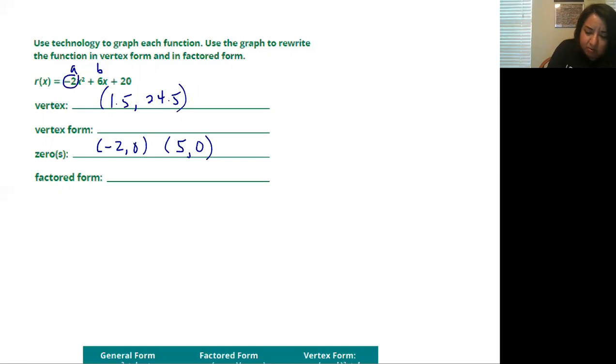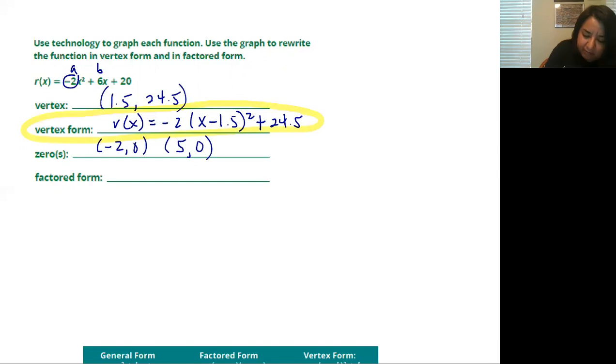So that means that A value of -2, I am going to be using in all of my forms. So if you recall, R of X for vertex form equals -2 times X minus H, so X, and then my H value subtracted from X. That quantity is squared plus my K, which is 24.5. So therefore, I've just rewritten this in vertex form.